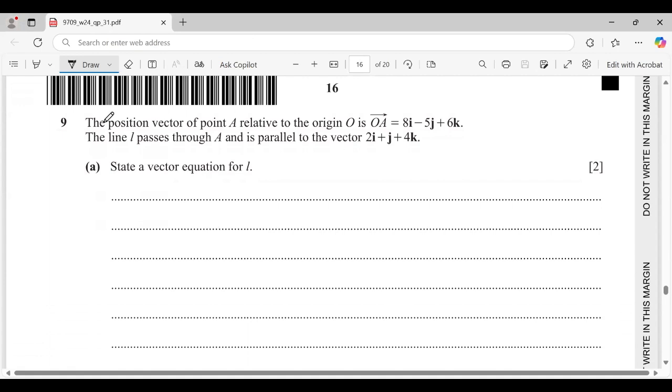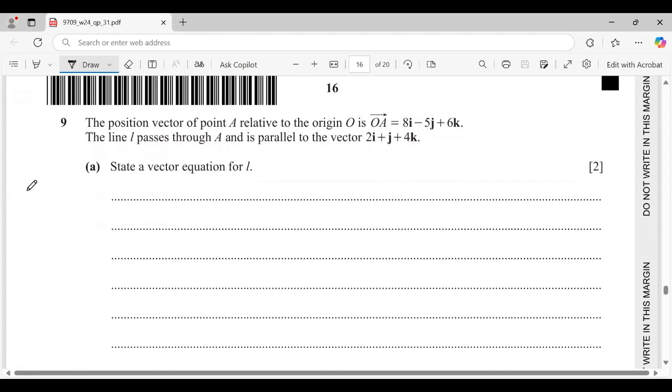Number 9, the position vector of point A relative to the origin O is vector OA equals 8i minus 5j plus 6k. The line L passes through A and is parallel to the vector 2i plus j plus 4k. State a vector equation for L.